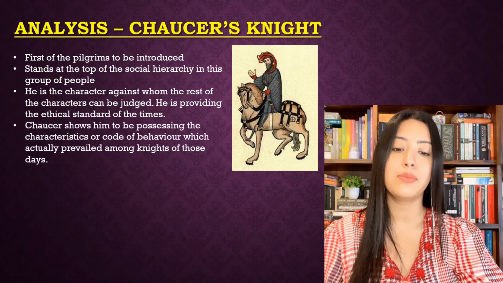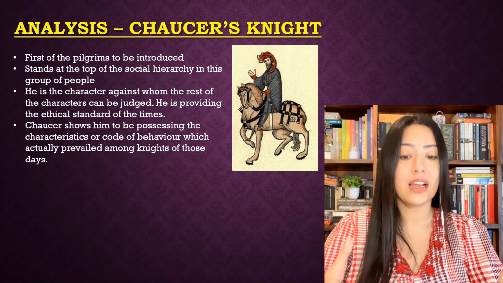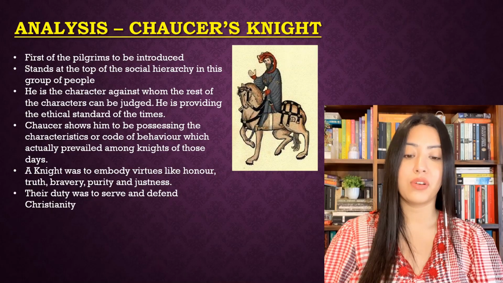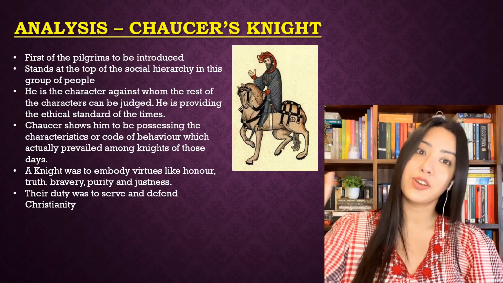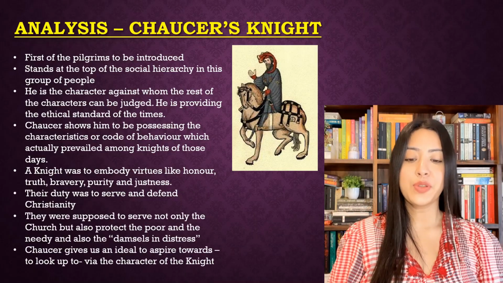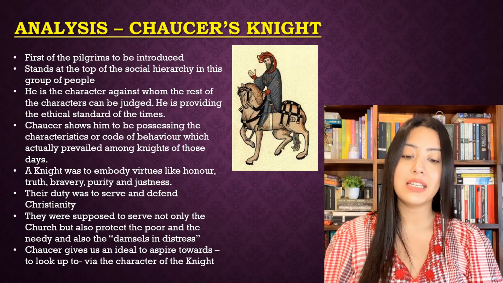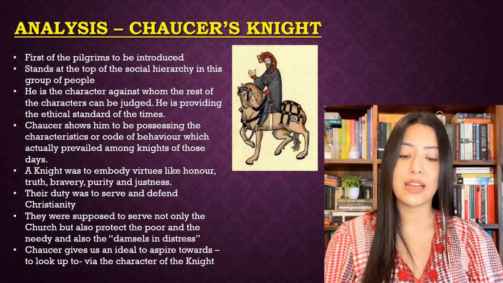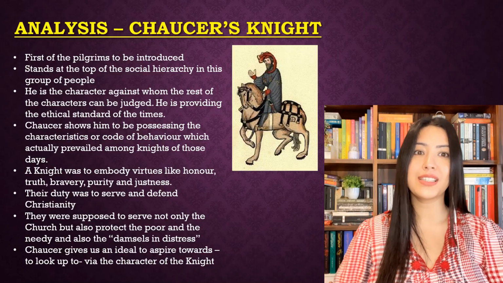So Chaucer shows him to be possessing the characteristics or code of behavior which actually prevailed among knights of those days. A knight was to embody virtues like honor, truth, bravery, purity, and justness. Their duty was to serve and defend Christianity during those times. So that's why you see the word crusades, religious war and all that. They were supposed to serve not only the church but also protect the poor and the needy and also the damsels in distress. And Chaucer gave us an ideal to aspire towards, to look up to via the character of the knight. So I hope this is very, very clear.